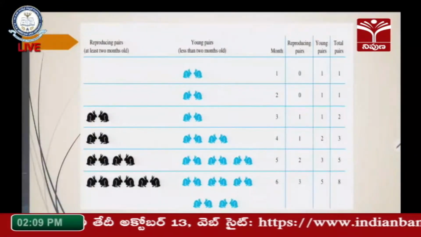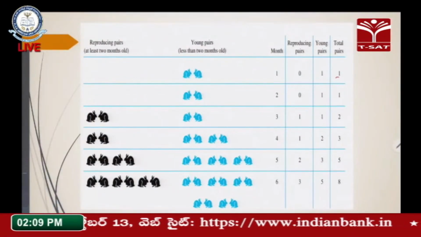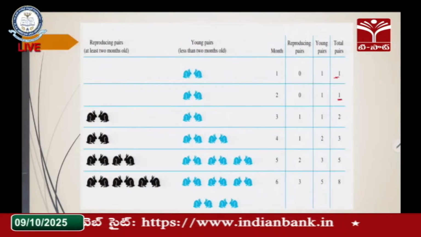So, let us see this picture. This pictorial representation will elaborate our situation. In the first month, only one pair of rabbits is there, and there is no reproduction. So, total pairs 1. Now, in the second month also there is only one pair. So, first month one pair and second month also one pair.